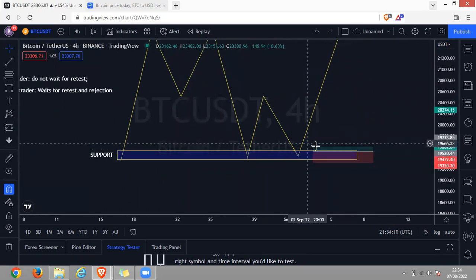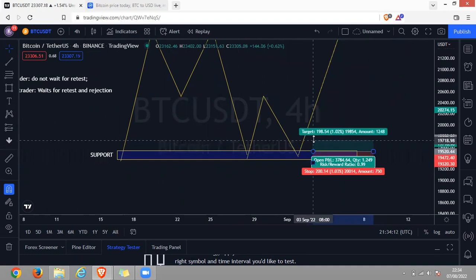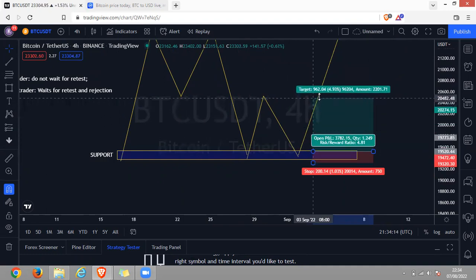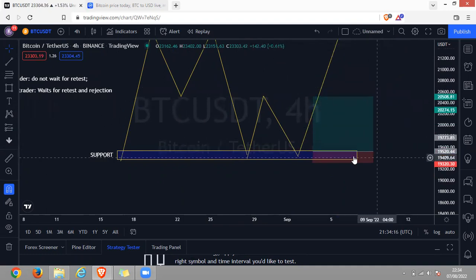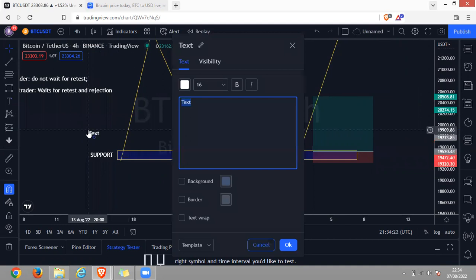So let me remove this. Now this is where we are buying. We are anticipating the price will go as far as this. Now, this mark point is our entry. So we'll put our stop loss here. So this becomes our SL.